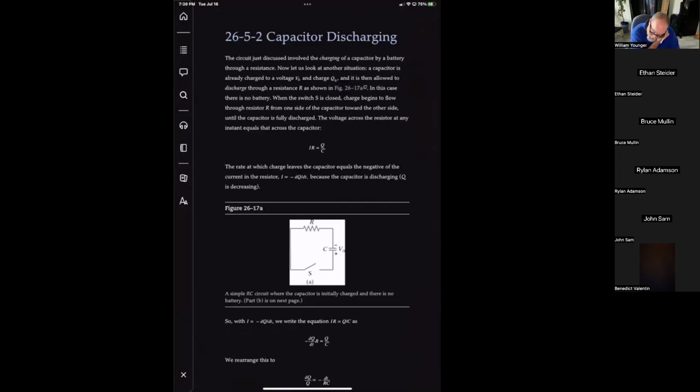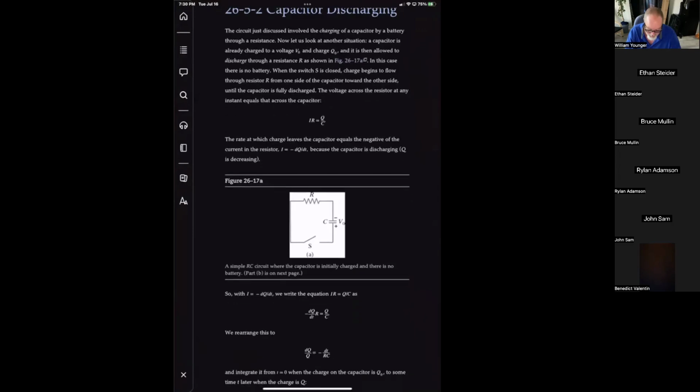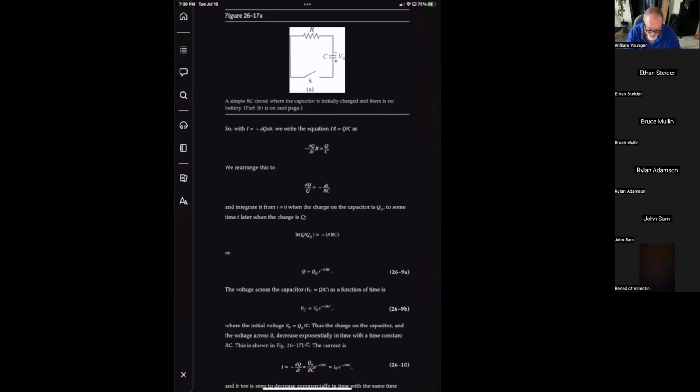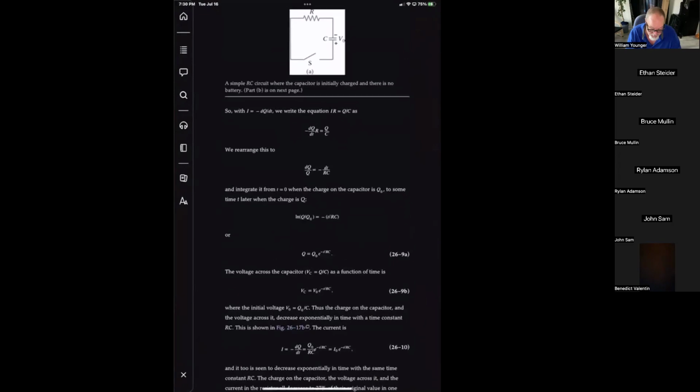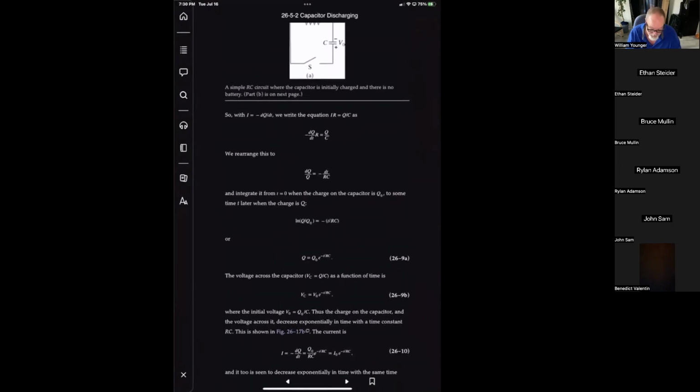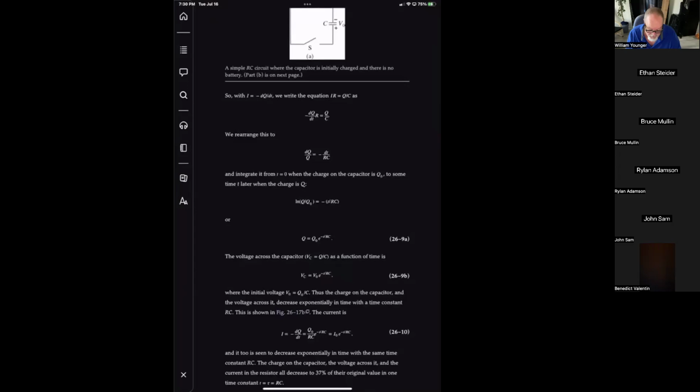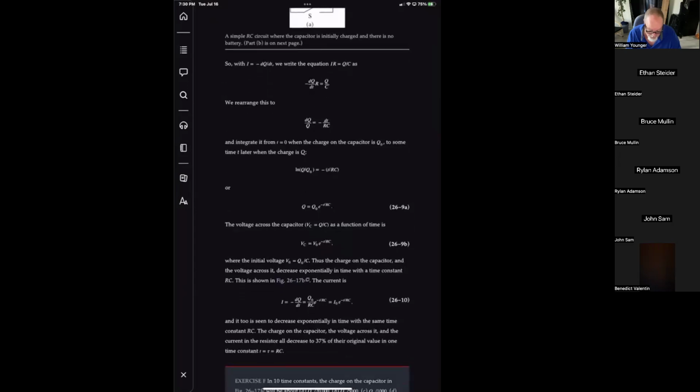I'm going to go to the next set now, which is discharging a capacitor. The big thing with discharging a capacitor is, again, you use the same differential equation, but in this case, I is negative dq dt, so the differential equation comes out different. So you do get q equals q zero e to the negative t over RC, v is equal to v zero e to the negative t over RC.